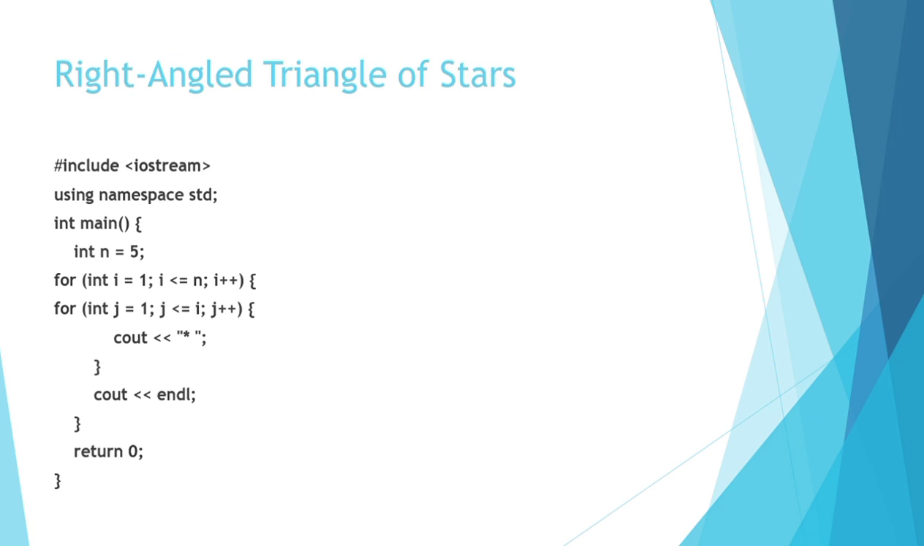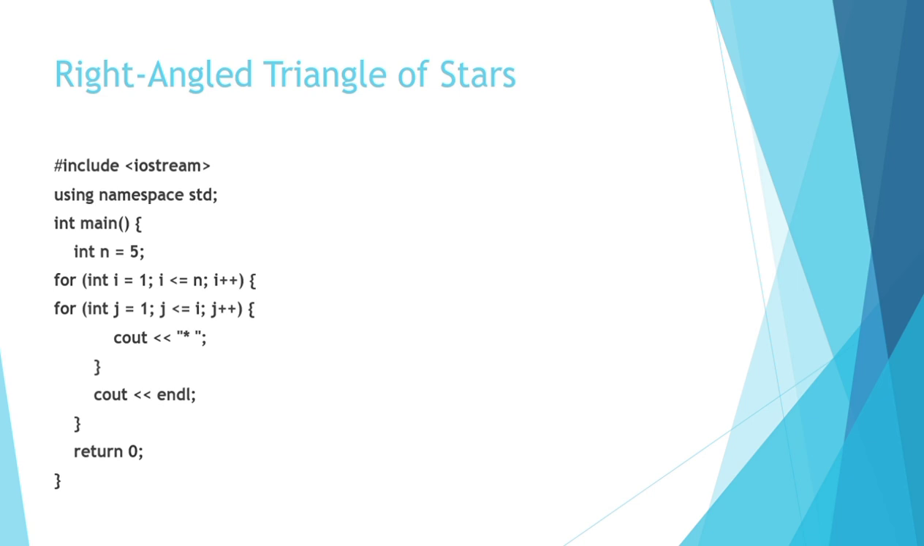Iteration 2. Outer loop, i equals 2. The inner loop runs from j equals 1 to j equals 2, printing 2 stars. After the inner loop finishes, the outer loop moves to the next iteration, printing a new line. Iteration 3. Outer loop, i equals 3. The inner loop runs from j equals 1 to j equals 3, printing 3 stars. After the inner loop finishes, the outer loop moves to the next iteration, printing a new line.